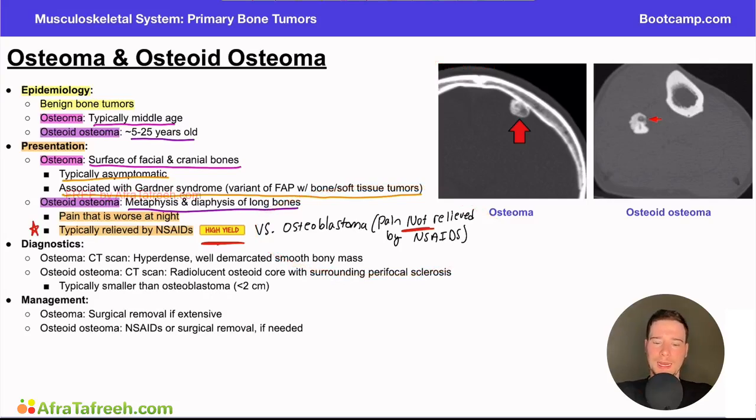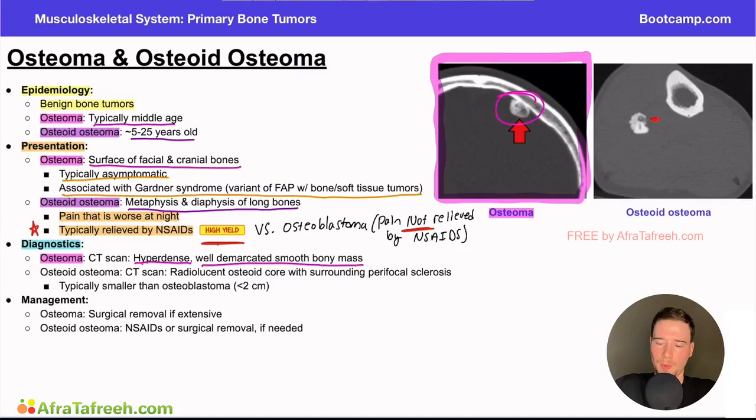Now, when we talk about the diagnostics here, we have the osteoma, which you can see over here, and this is most commonly going to be a hyperdense, well-demarcated, smooth, bony mass. So you can see this area right here. It's hyperdense, so it's really white on imaging. This is a CT scan that we're looking at. It's well demarcated, right? It's very circular in its appearance, and it's a smooth bony mass, right? It doesn't have a bunch of jagged edges. It's a very smooth circular appearance.